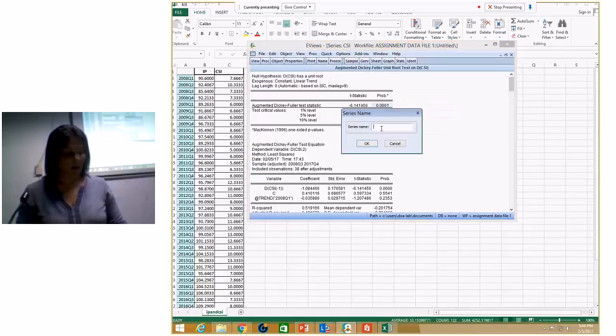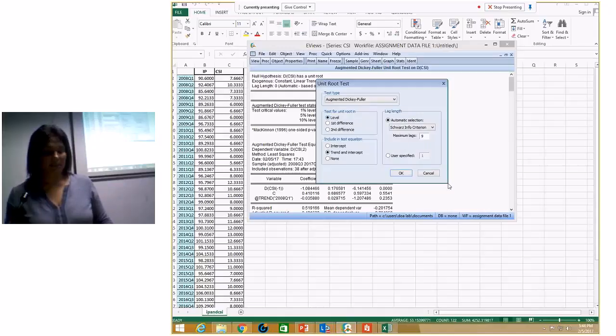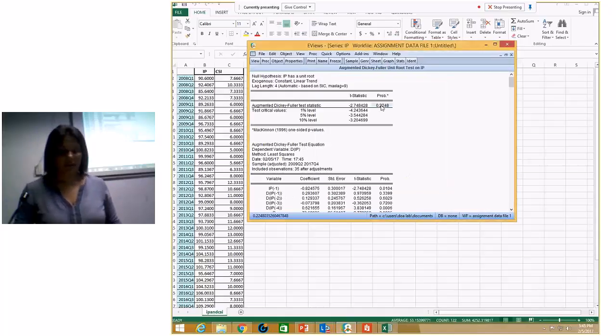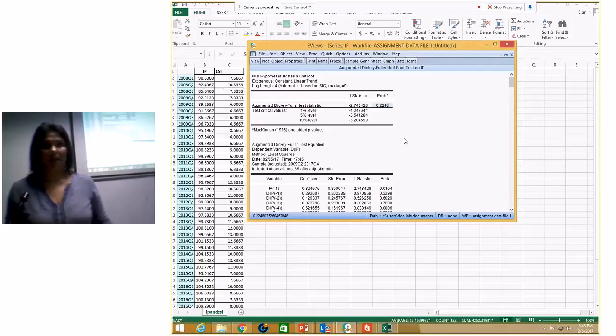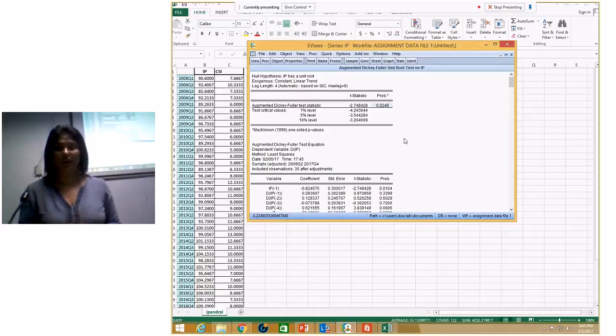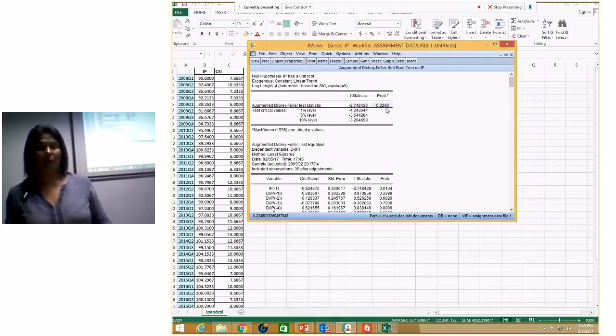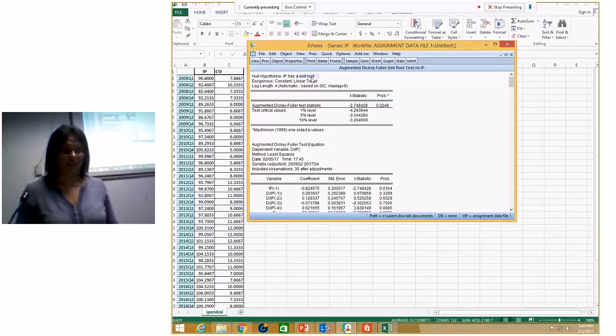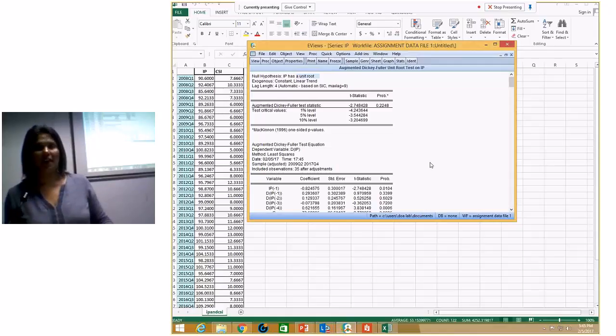Same thing, unit root for our next variable IP. First go to the levels, then click OK. See the probability value. Probability value is 0.2248. Then IP has a unit root because the probability value 0.2248 is greater than 5%, so we reject our alternative hypothesis. That means we accept the null. The series IP is non-stationary at levels.